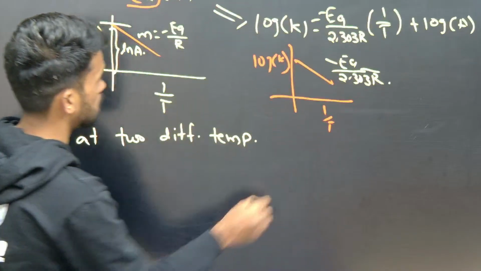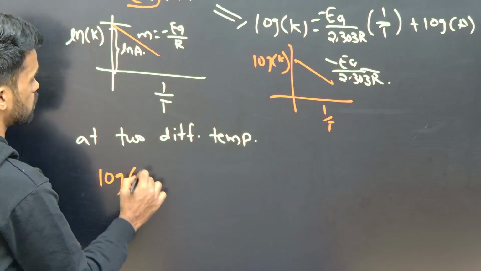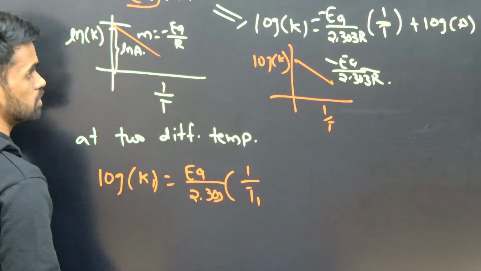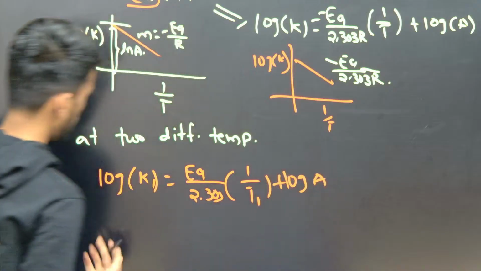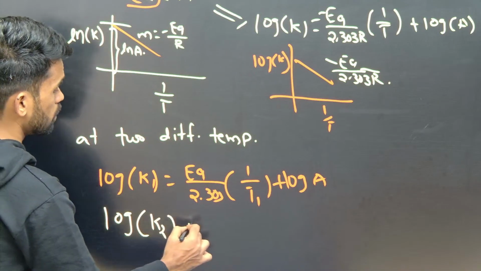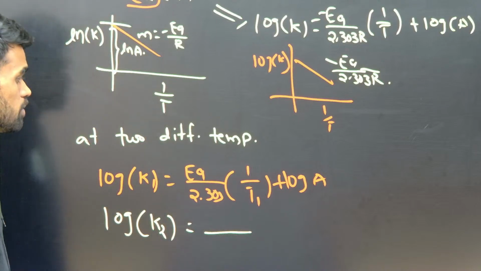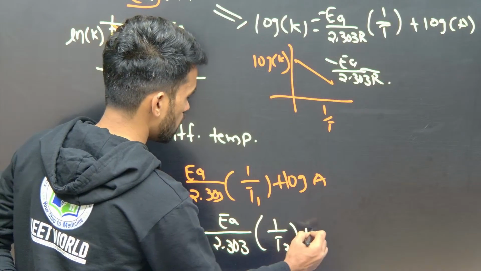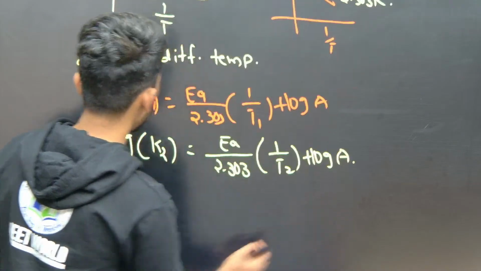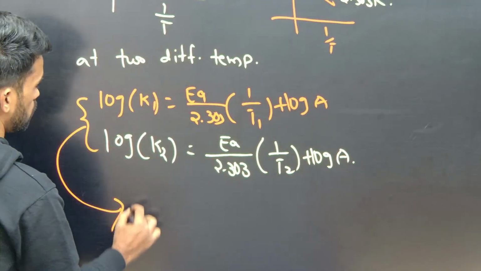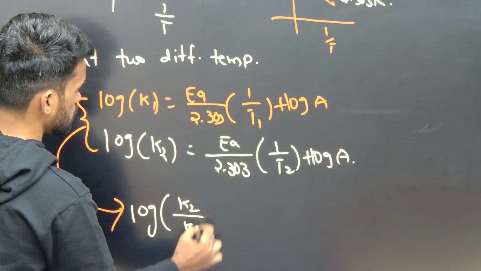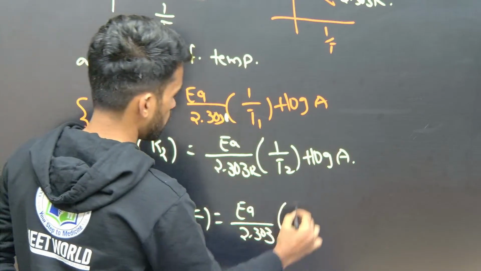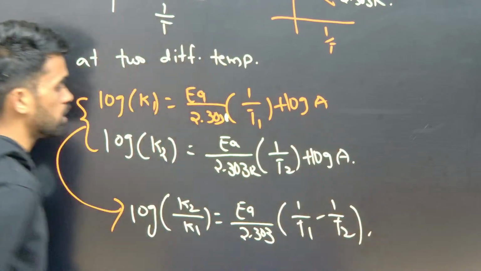Then next, at two different temperatures, how are rate and temperature related? Take one equation as log k1 = -(Ea/2.303R)(1/T1) + log A at temperature T1, and at temperature T2 consider the rate constant as k2, because the value of the rate constant changes with temperature. So k1 and k2 are different values depending on the temperatures: log k2 = -(Ea/2.303R)(1/T2) + log A. From these two equations you get log(k2/k1) = (Ea/2.303R)(1/T1 - 1/T2).